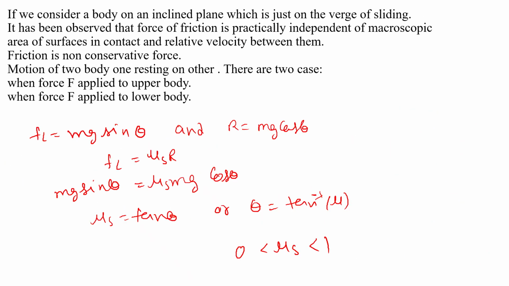If we consider a body on an inclined plane which is just on the verge of sliding, as shown in the figure, for equilibrium along and perpendicular to the plane, here we see Fr is equal to mg sine theta and R is equal to mg cos theta. Fr is equal to mu s R, and mg sine theta is equal to mu s mg cos theta. So mu s is equal to tangent of theta. So angle theta is called the angle of friction and angle of repose.